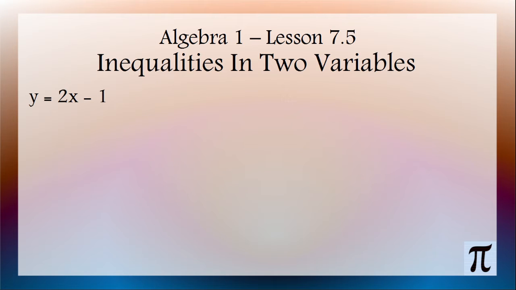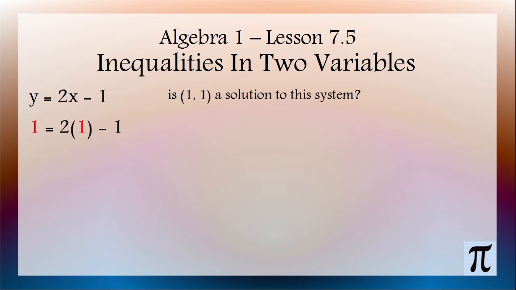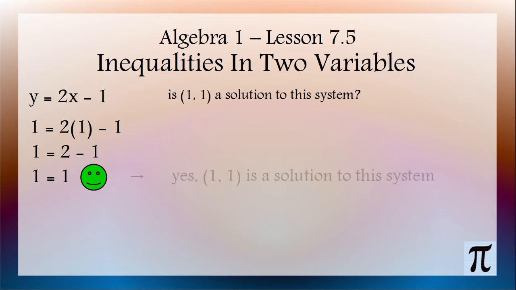In the past we've seen equations like this, y equals 2x minus 1. And we would ask the question, is (1, 1) a solution to this system? This is an ordered pair where both x and y are equal to 1. So we could plug 1 into the equation, simplify, and find out, well, 1 equals 1, so yes, (1, 1) is a solution to this system.